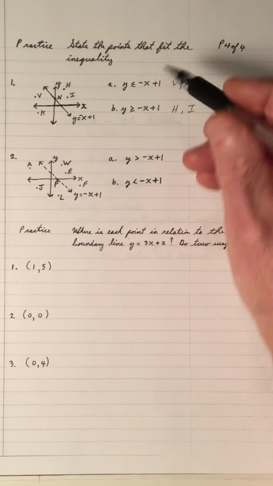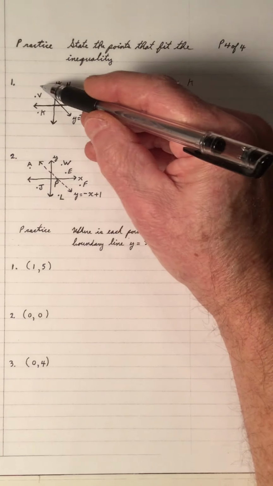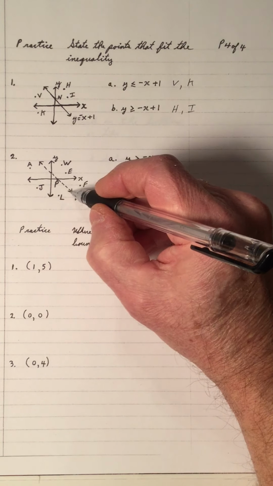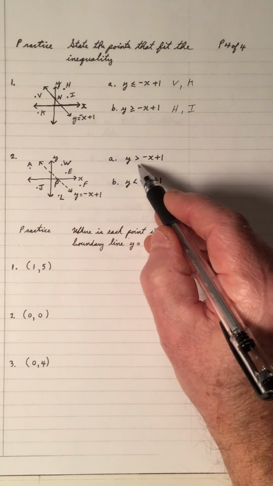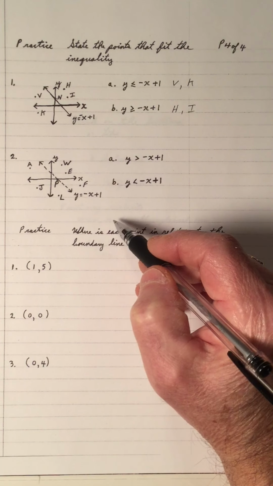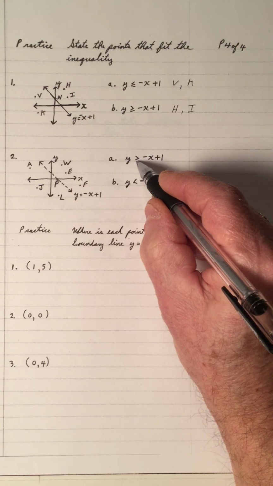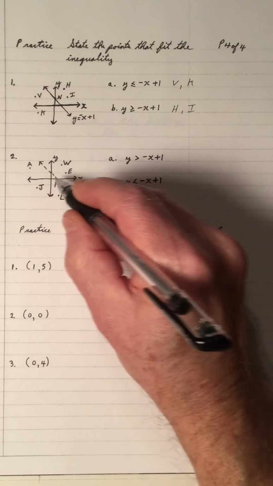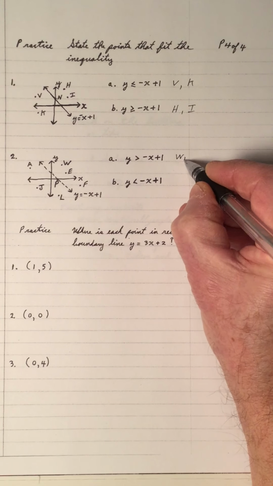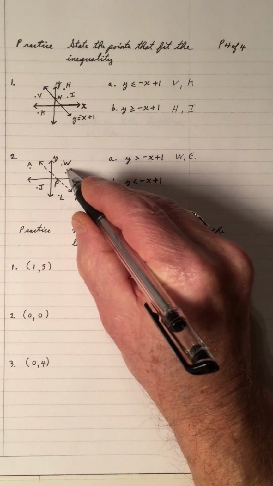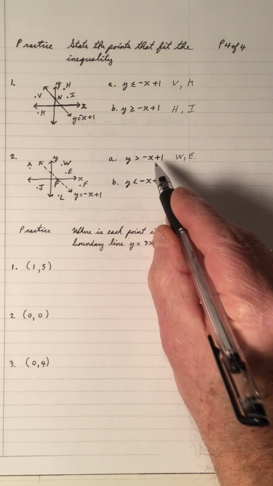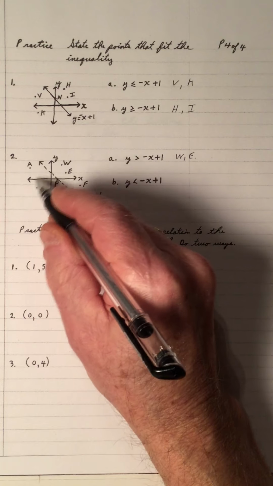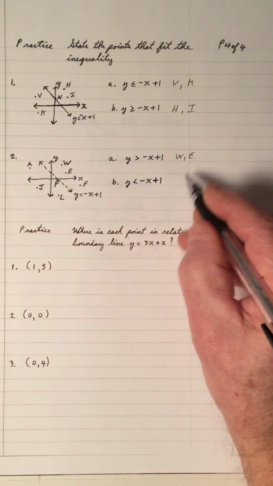Number 2. Notice it's the same type of line, only this is solid and this is broken. Because this is a broken line, notice there's no equal sign here. So this is y is greater than negative x plus 1. The boundary line, greater than is above the line, so that's W and E. These 2 points make this inequality true. And this is less than, below the line, so that's A and J.